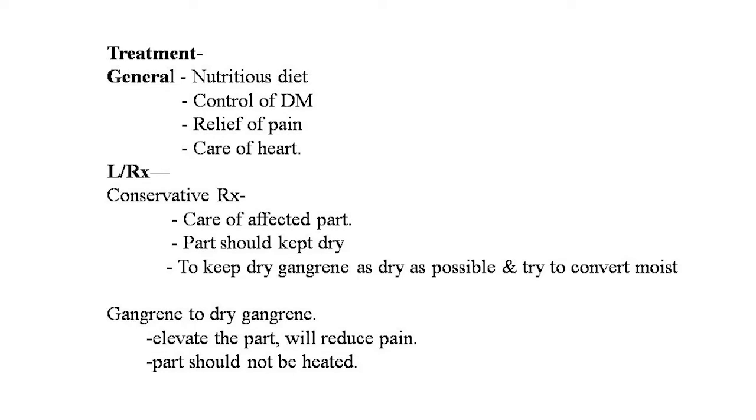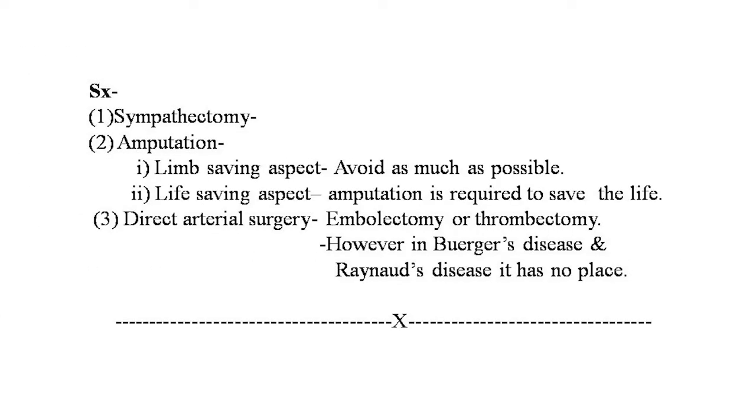The part may be kept elevated, which will reduce the pain. The part should not be heated. The part should be protected, particularly the local pressure areas, that is the heel and the malleoli. And the gangrenous part should be carefully observed and toileted. Now the surgical treatment is sympathectomy, as I explained to you in our previous lecture, and amputation, which has two aspects.